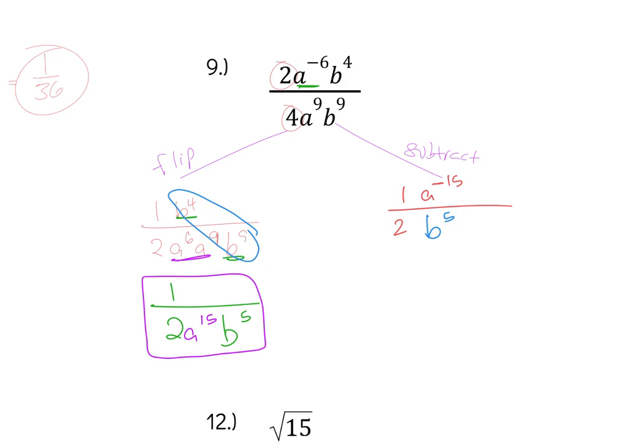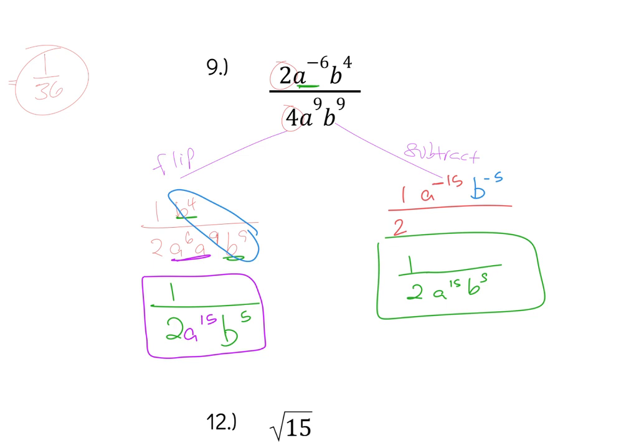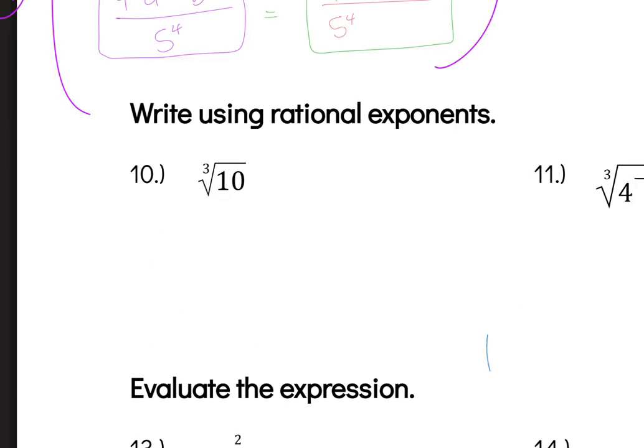But if you're like, no, you said you'd subtract. Okay, well, then I'll subtract, and I get b to the negative 5th. And guess what's going to happen when these guys flip? I get 1 over 2a to the 15th, b to the 5th. Same thing, right? Right, using rational exponents.